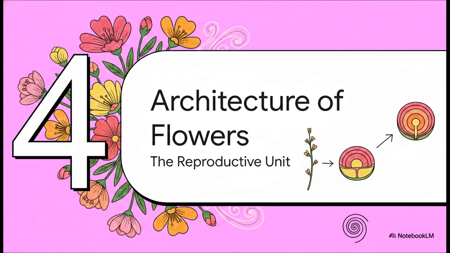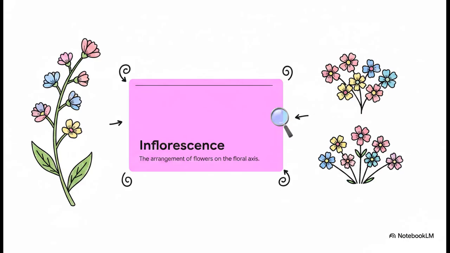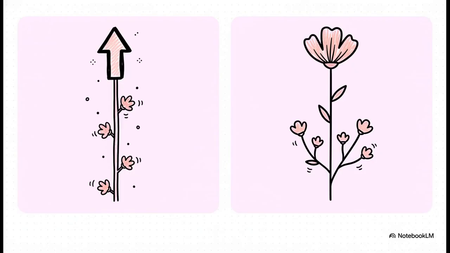And, fun fact, a flower is actually just a highly modified shoot. When it's finally time to reproduce, the plant's shoot apical meristem pulls off this brilliant transformation into a floral meristem. The way these flowers are then physically arranged on the axis, that's what we call the inflorescence. And nature generally relies on two primary blueprints for this arrangement.